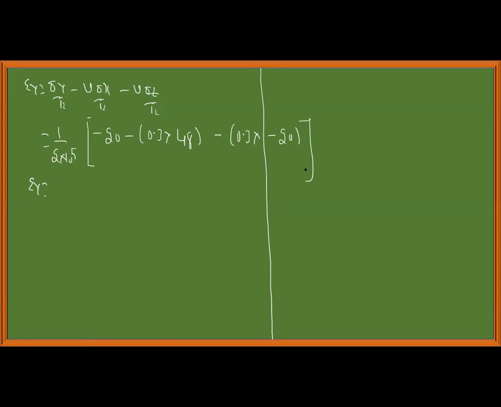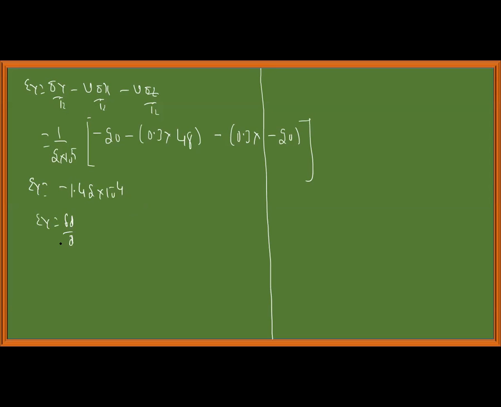Minus 1.42 into 10 power minus 4. What does minus indicate? Decrease. The depth is decreasing. Minus 1.4 into 10 power minus 4. Therefore, epsilon y, which is equal to delta d by d.